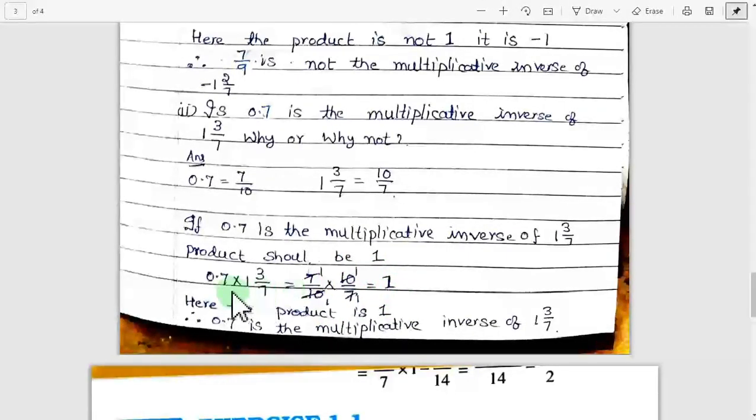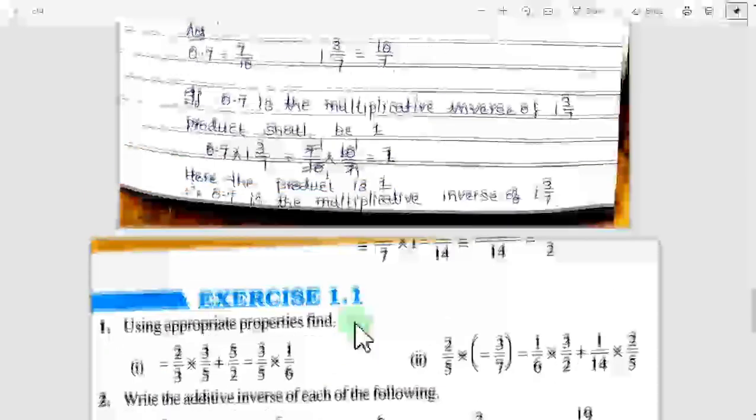So here we got, when we multiply 0.7 into 1 3 by 7, the answer 1. So what is the conclusion? Here the product is 1. So 0.7 is the multiplicative inverse of 1 3 by 7. Children, this is today's class.